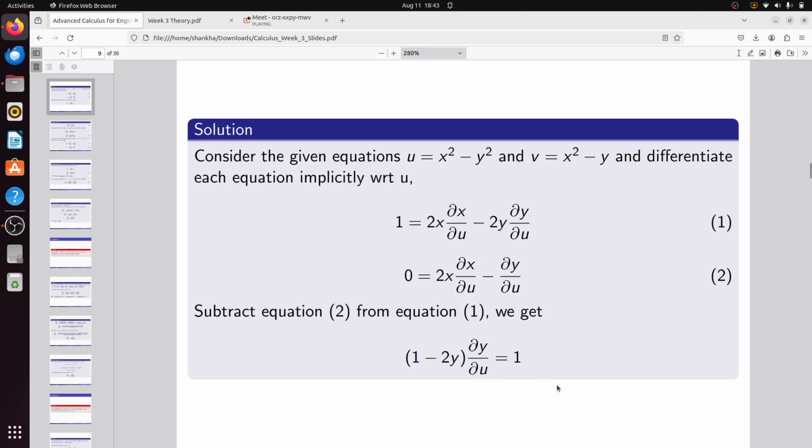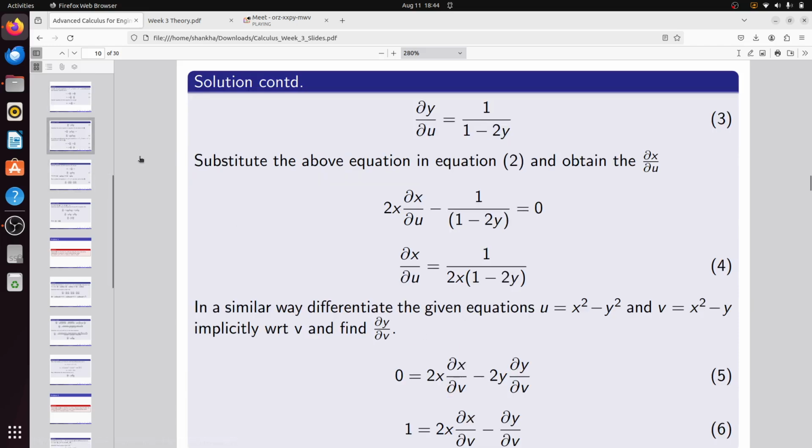Till now, is it clear? We have just implicitly taken the differentiation with respect to u. There is nothing more I have done. I have just taken implicit differentiation. So up to this point, is it clear? Up to this point? Yes. Okay. So now the next part.